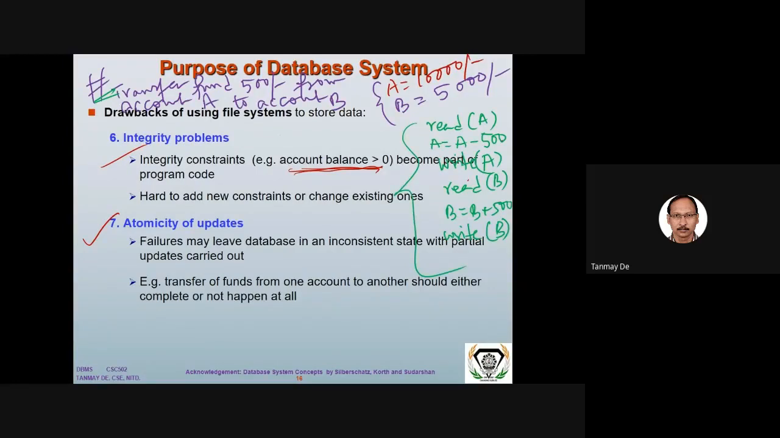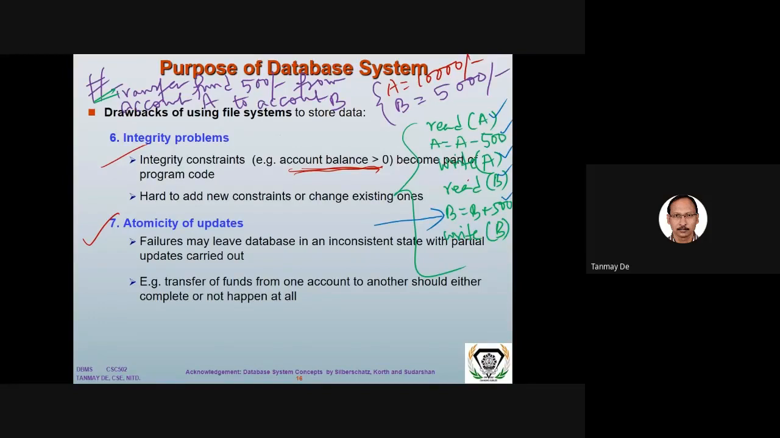Now I want to say, suppose here, at that point the system fails, maybe due to power failure or system crash or whatever. Try to understand: this statement is executed, this one is executed, this write operation is done, this one is executed, and after that the system immediately crashes, before updating the account value B.